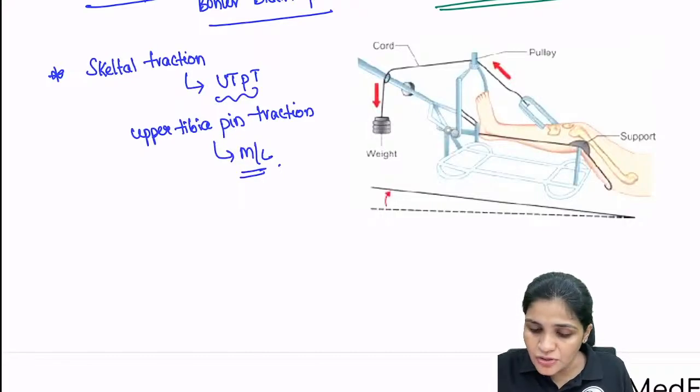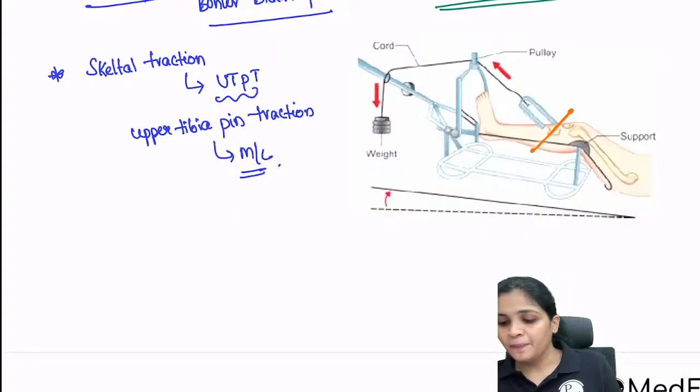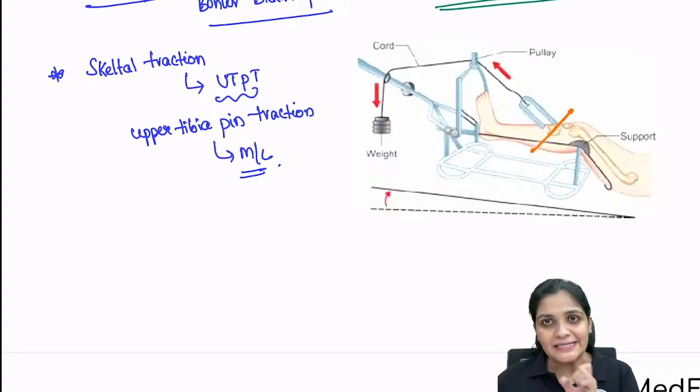And how is it used? We use the help of the pin. So this is your upper tibia. Now I am going to place a pin from the proximal tibia like this. So this is the pin. How do I place it? I place it from the lateral to the medial side.